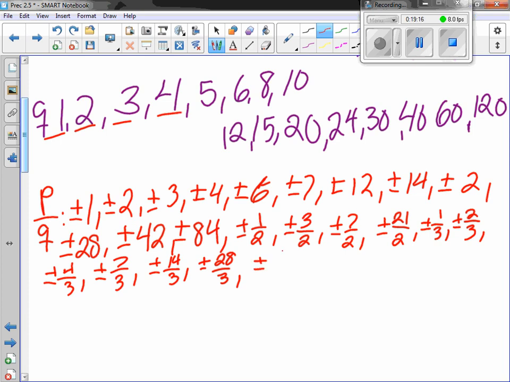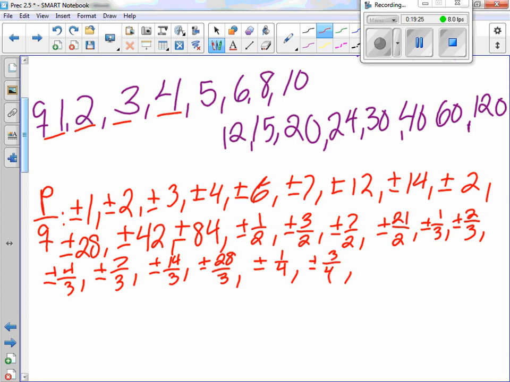4, so we need 1/4. 2/4 is 1/2. 3/4 we need. 5/4. 6/4 would reduce to 3/2. So we have 6/4. So 5/4 doesn't reduce. Oh, thank you. I see what you're saying now. Yes, I was looking at the wrong one. So 3/4, 4/4 is 1. 6/4 we don't need. 7/4 we do need.